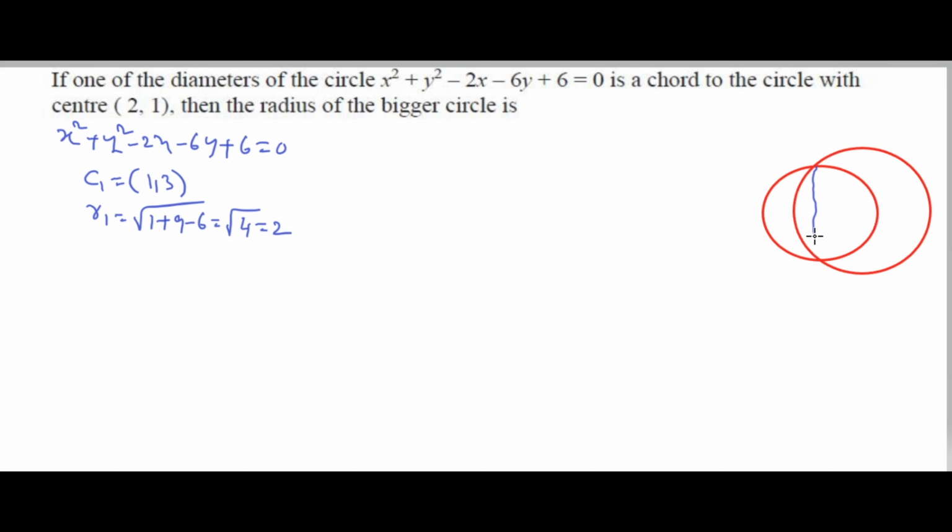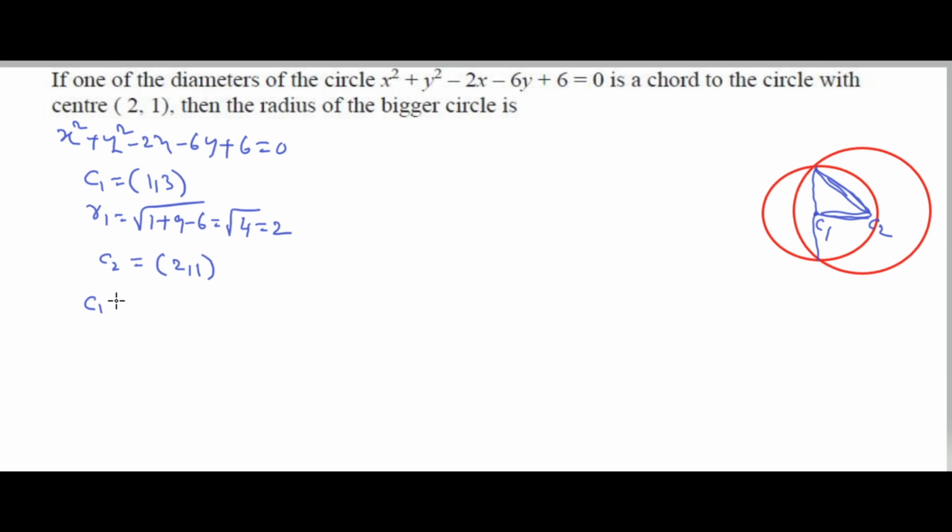This is the diameter of the given circle. This is the center of the circle C1 and the center of the second circle is C2. Now we find the radius of this second circle. This is the bigger circle. So first we find the distance between C1 and C2. C2 is given. The center of the second circle is C2 = (2, 1).